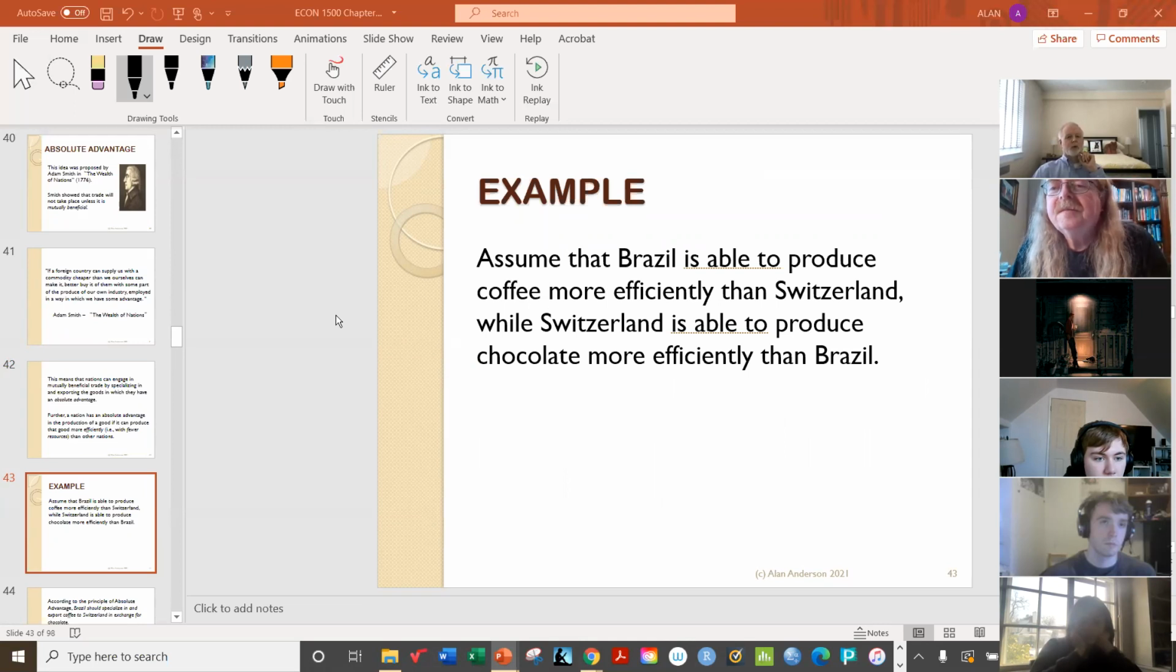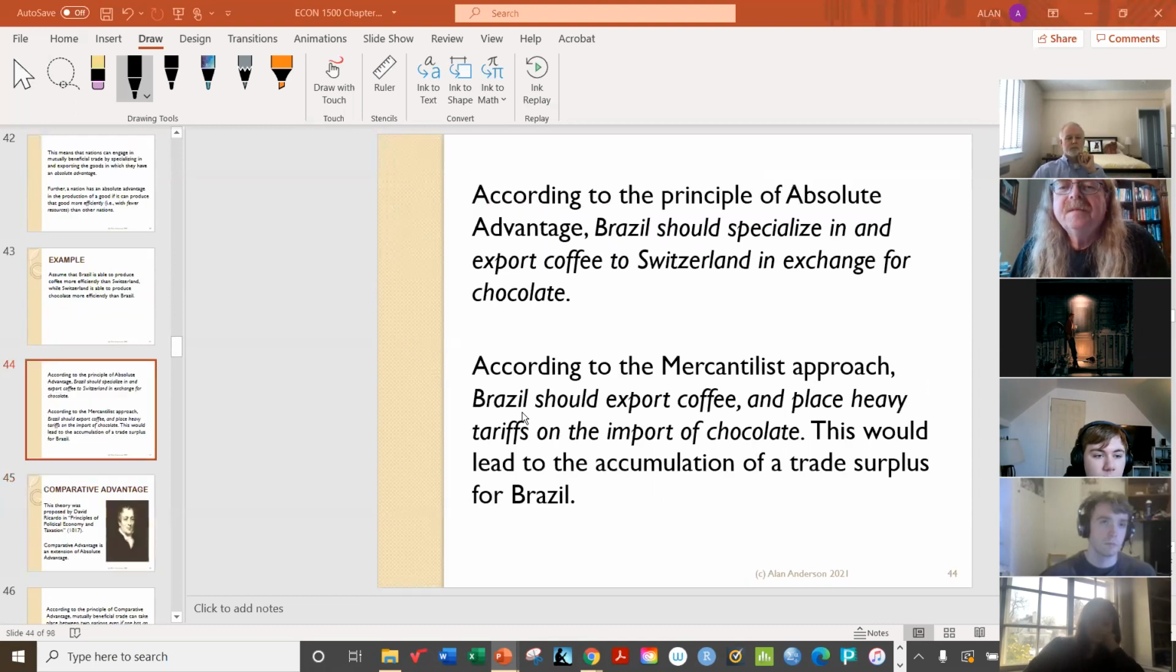What should they do? Well, the mercantilists would have said, listen, Brazil, why don't you export coffee to Switzerland and don't buy any of their chocolate? You would put heavy tariffs or taxes on the import of chocolate to prevent your own consumers from buying it. And before you know it, you've got a trade surplus, which means that gold is flowing from Switzerland into Brazil, which Brazil can now use to produce a bigger army or a bigger navy. And that in turn means more colonies. That's the way they looked at it.